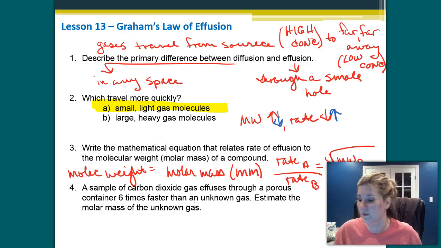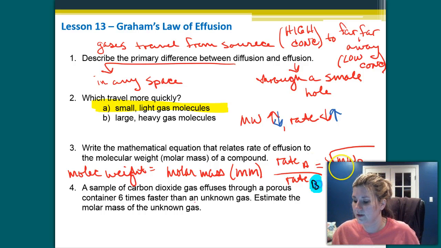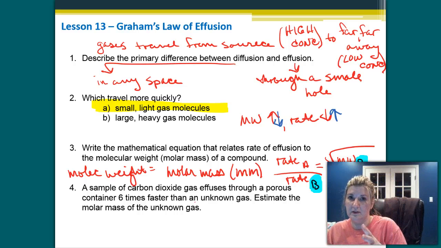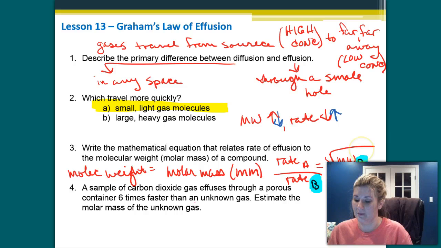I'm just going to point out one more time that these are flipped. It's not like a proportion where rate A is to molecular weight A as rate B is to molecular weight B. It's flipped. And that's where most people will make their mistakes here.